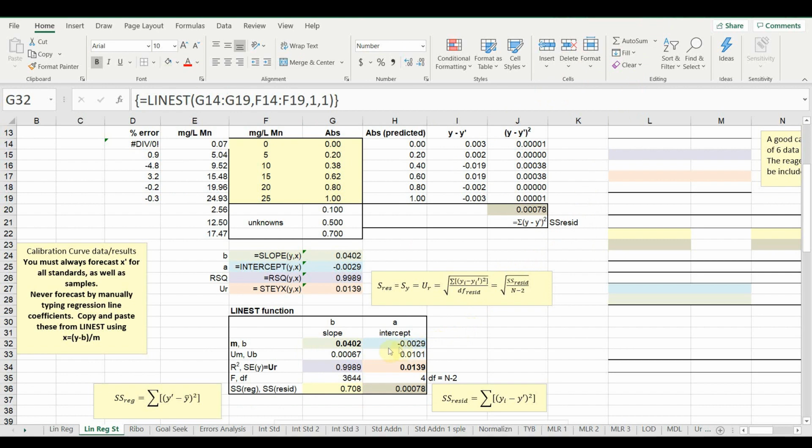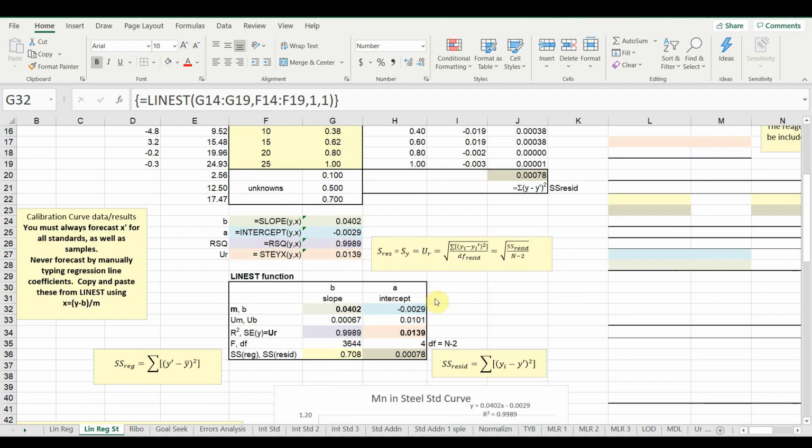So here's what Excel has given us. We're given the slope, same as we get from our slope function. The intercept, likewise the same. So what values does LINEST give us? We see the slope, same as we got from the slope function, and intercept, same as from the intercept function.